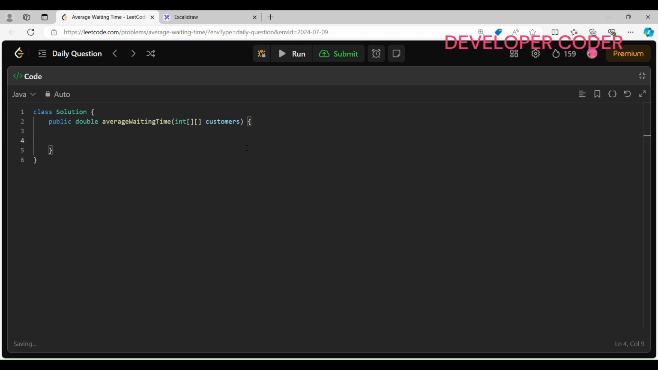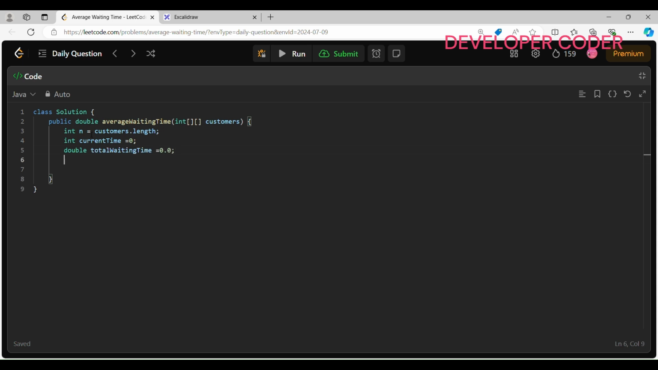So first I am going to calculate the number of customers. So simple, int n is equal to customers dot length, right? And let's take my current time as 0, and total waiting time initially, since we have to return the answer in double format, I'm using a double variable, and here I'm writing total waiting time is equal to 0.0.